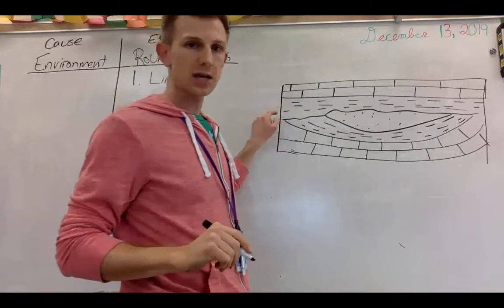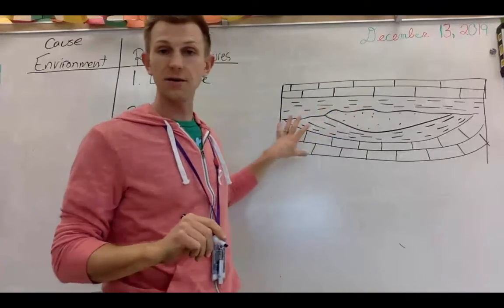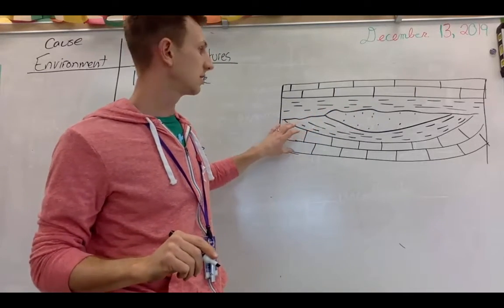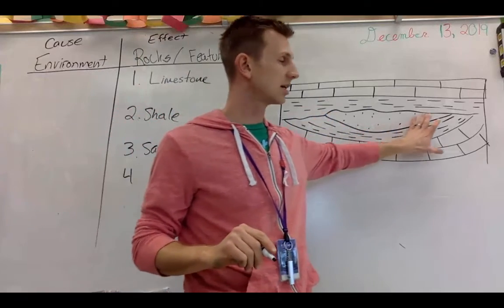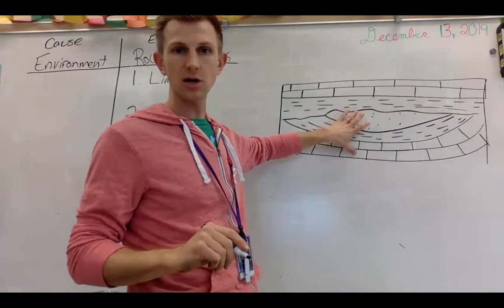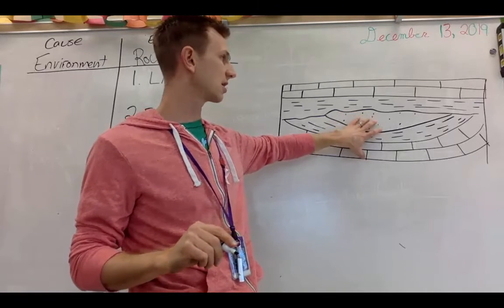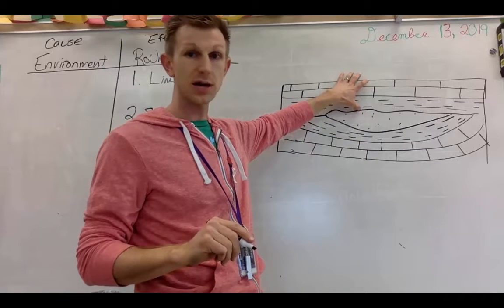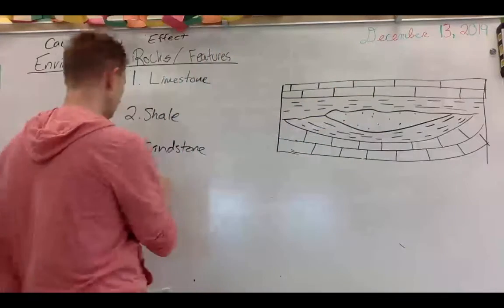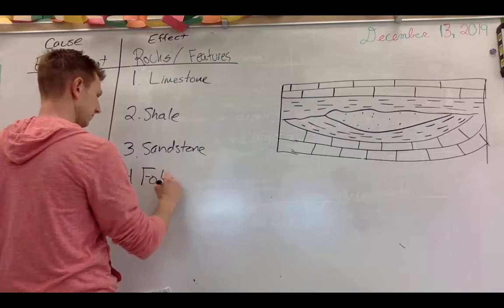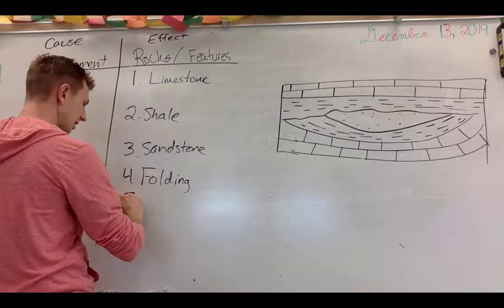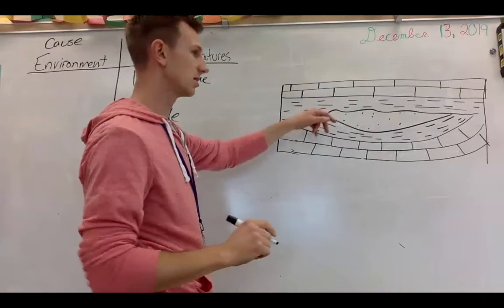The fourth thing is actually this squiggly line, or sorry, the fourth thing is not the squiggly line. I messed that up. You guys can see that these layers are all folded. Well, due to the law of original horizontality, that folding had to happen after these layers, but these ones aren't folded, so it happened before these ones. So we actually have folding. Then the fifth item is this unconformity.